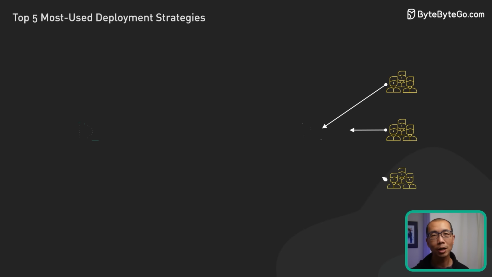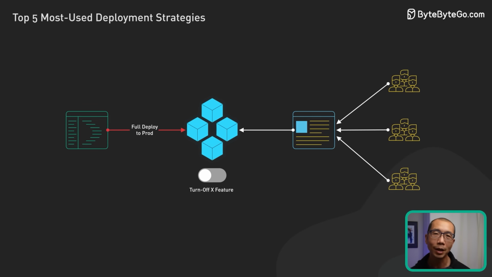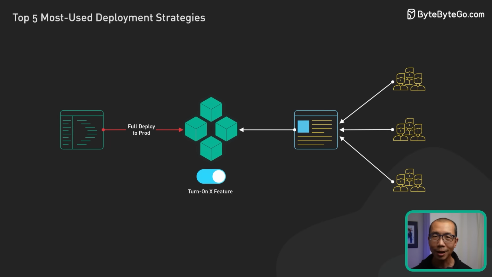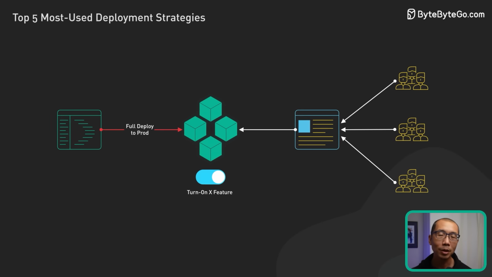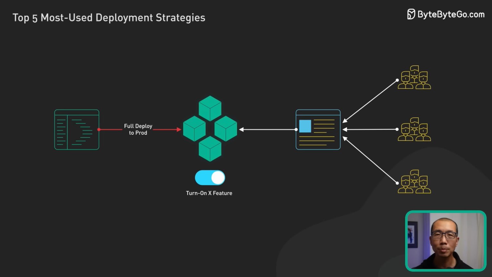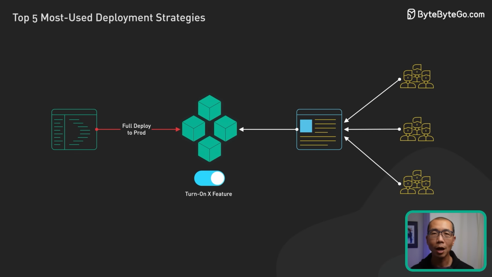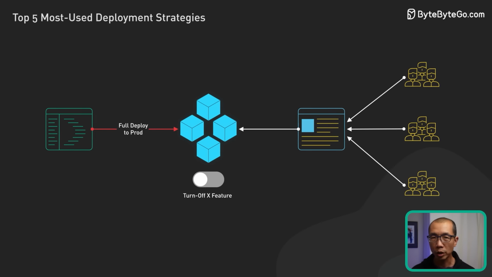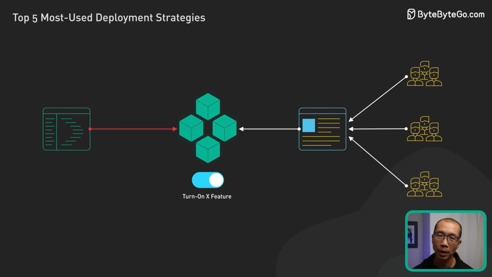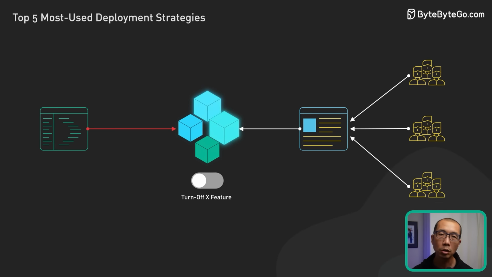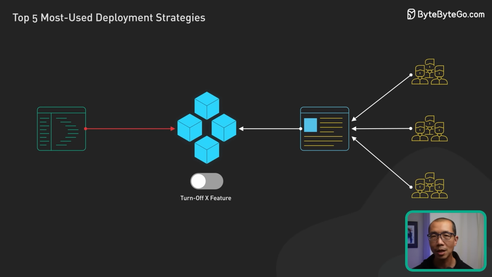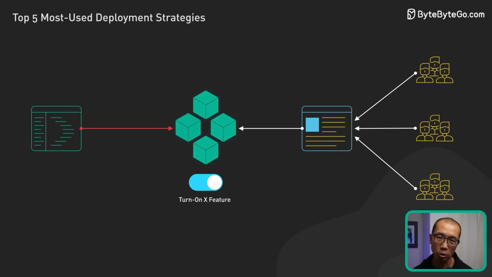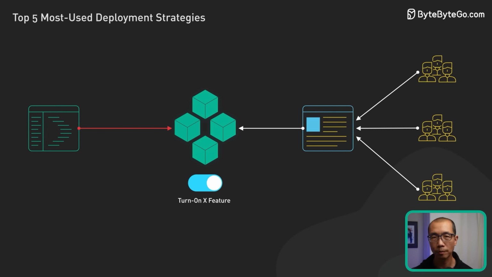Finally, as a bonus strategy, we have feature toggle. It stands a bit apart from the other strategies we've discussed. It's not about deploying a new version of the entire application, but rather about managing specific new features within the application. With feature toggle, we introduce a toggle or switch in the code for new features. This allows us to turn the feature on or off for certain users or circumstances. Think of it as a gate that we can open or close. It controls who gets to see the new feature.